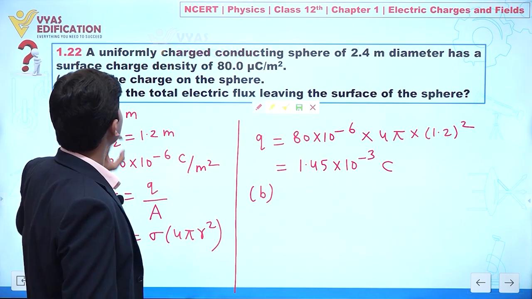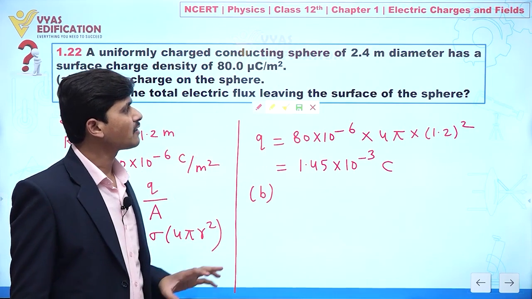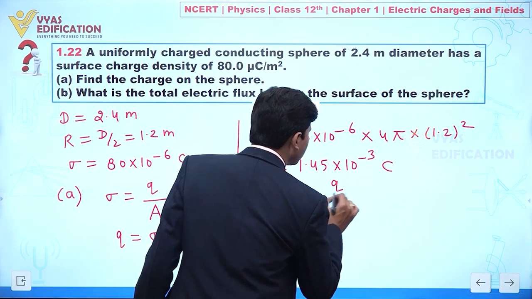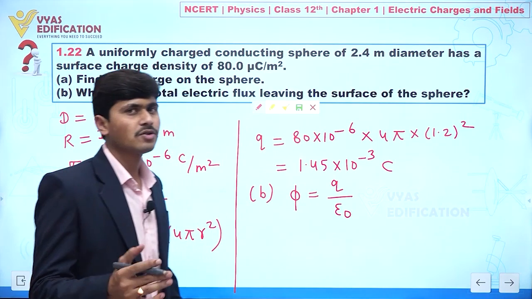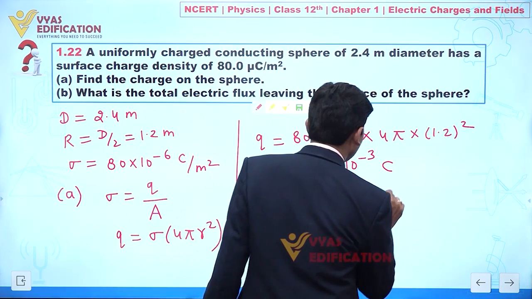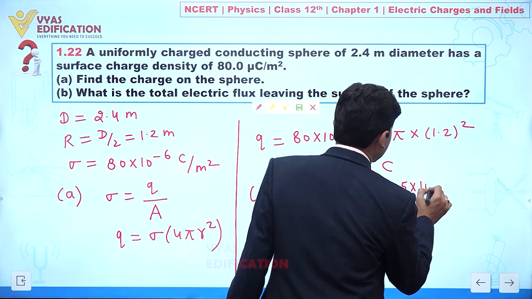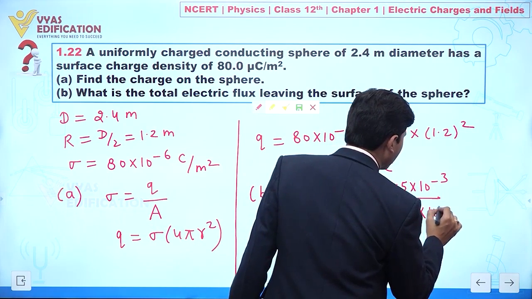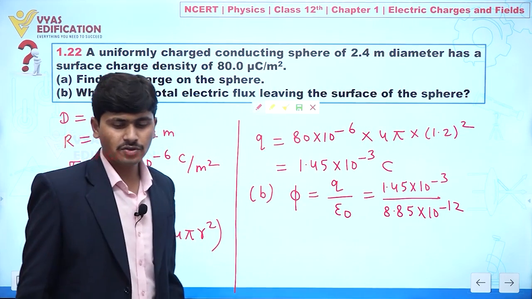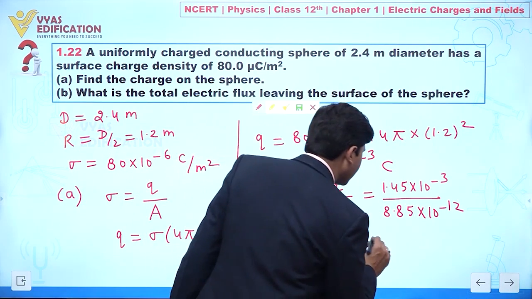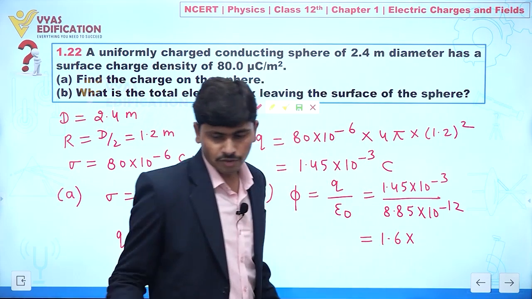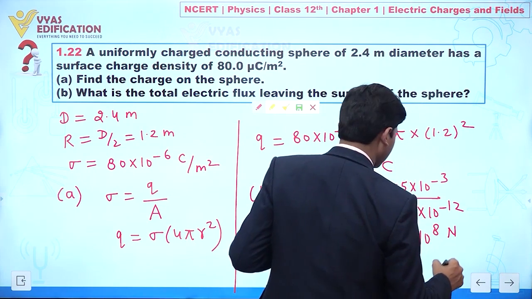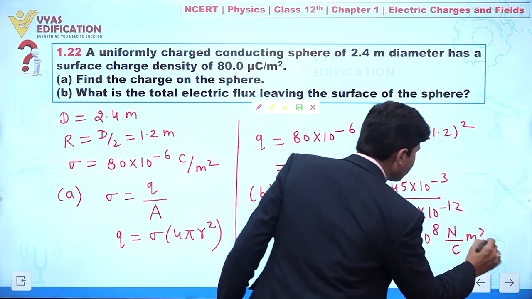Question B asks: what is the total electric flux leaving the surface of the sphere? We can say total flux is given by Q net upon epsilon naught, according to Gauss law. Q net is 1.45 into 10 to the power minus 3 divided by 8.85 into 10 to the power minus 12. If you calculate, you will find approximately 1.6 into 10 to the power 8 Newton per coulomb into meter square.